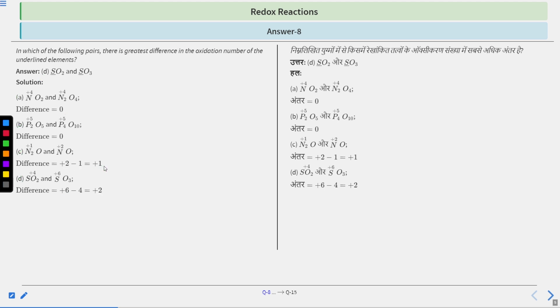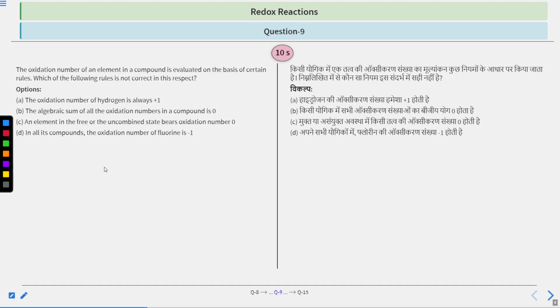Okay, let's move to the next question. Question number 9. The oxidation number of an element in a compound is evaluated on the basis of certain rules. We know that if we want to find out the oxidation number of a certain element, we have to follow certain rules. Which of the following rules is not correct in this respect? We have some rules given in the options. We have to find out the incorrect rule.